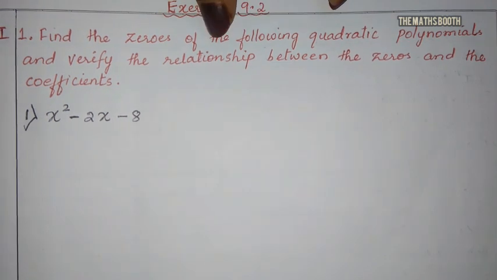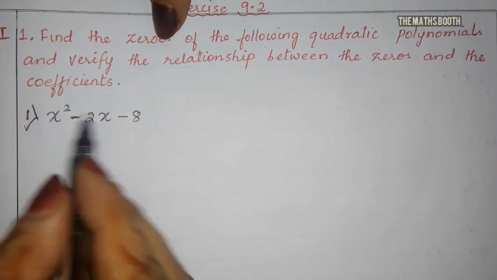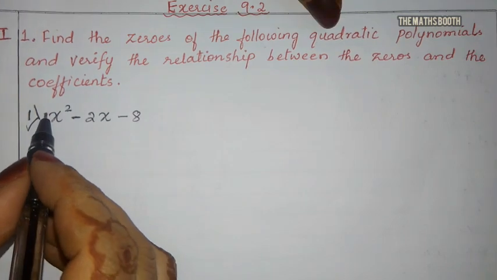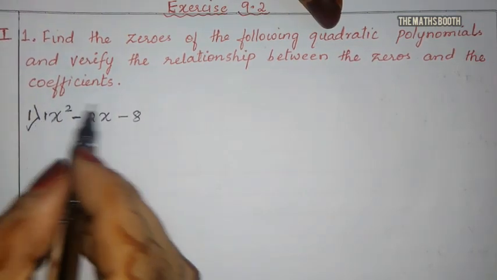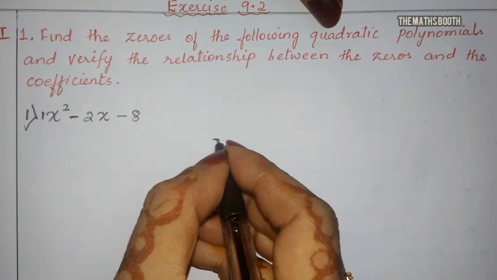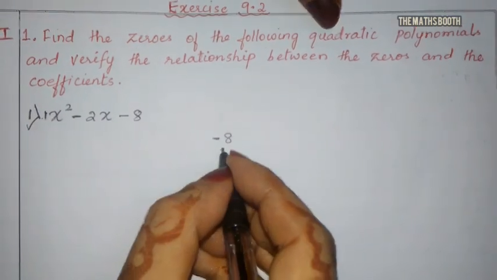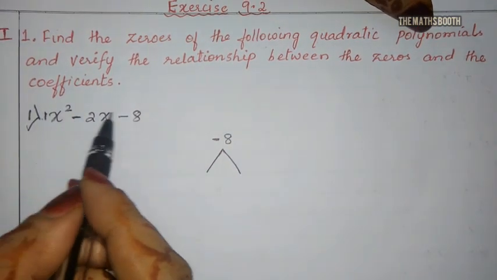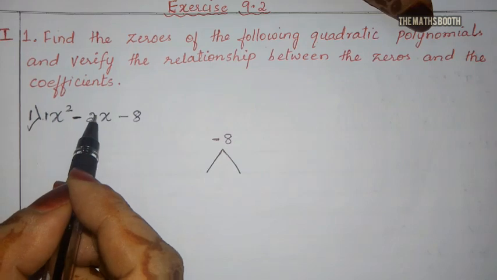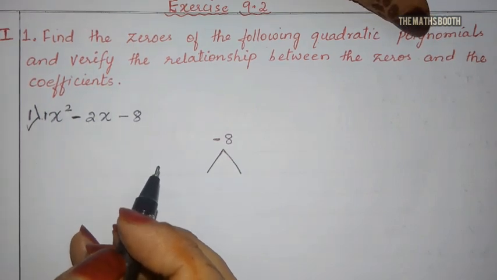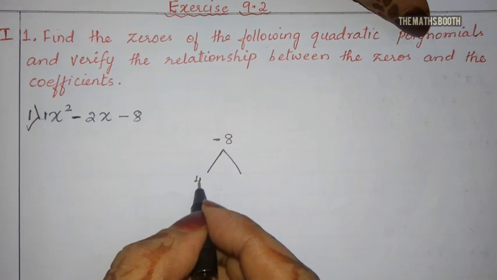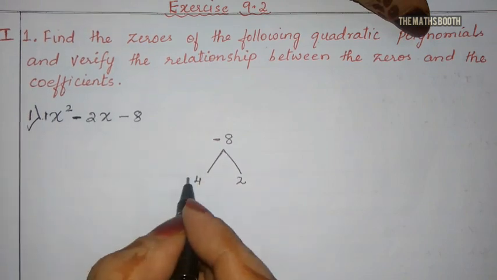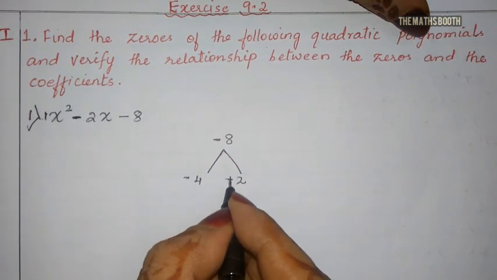How will we find this? We know how to solve this by using the factorization method. So let us factorize. First and last number we have to multiply. 1 into 8 is minus 8. We have to find two factors such that when we multiply we should get 8, and when we add or subtract we should get 2. 4 twos are 8. 4 minus 2 is 2, but the greater number has the minus sign. So 4 will have the minus sign, 2 will have the plus sign.